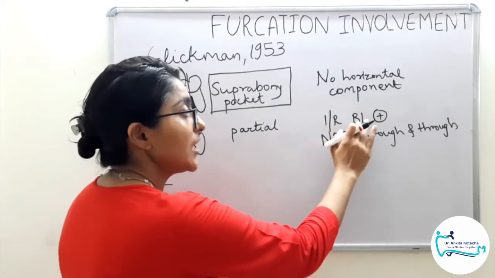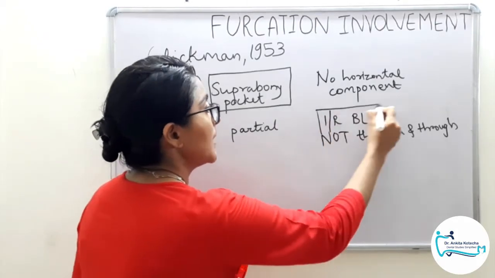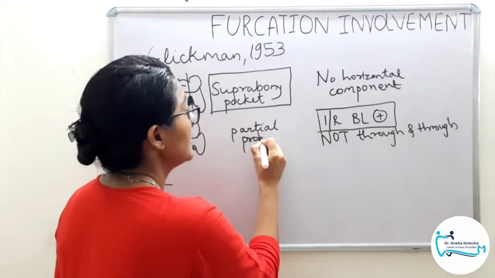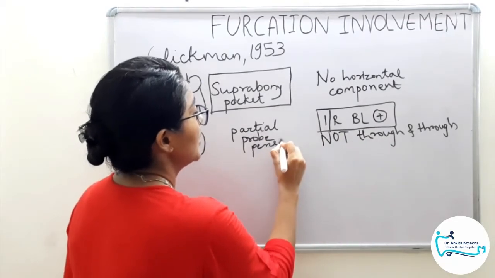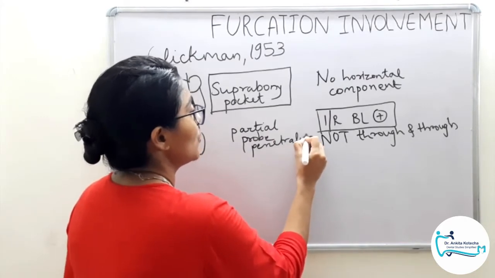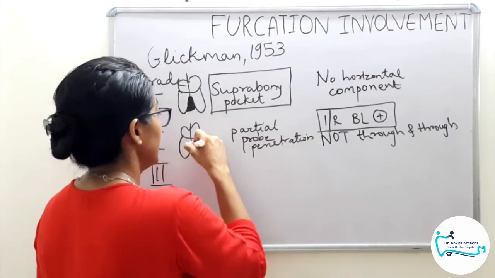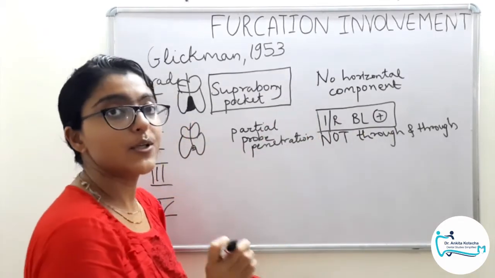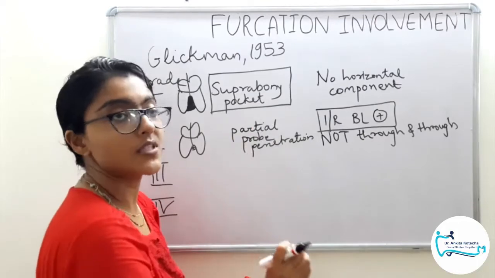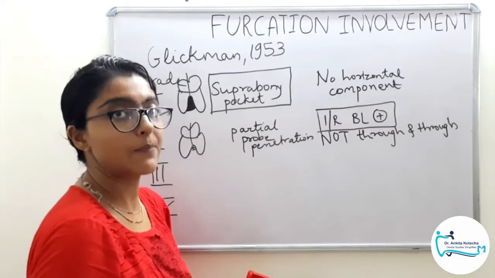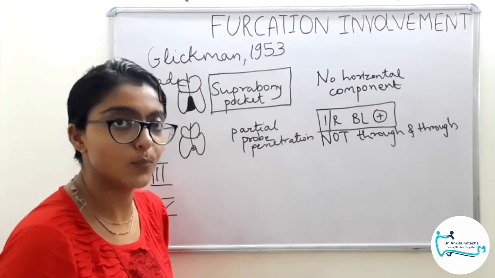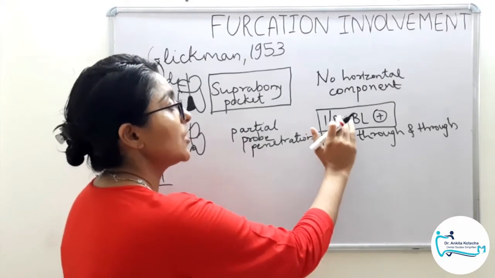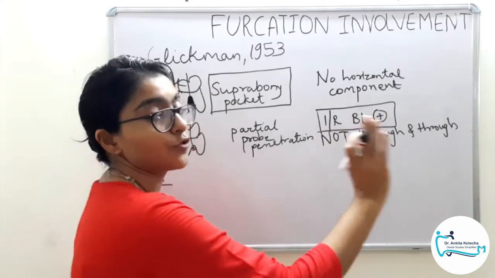That is, interradicular bone loss has begun, but it is not through and through, and hence our probe will be penetrating partially. Partial probe penetration. So the first will be our pocket, followed by a horizontal dimension which has now started to add from grade 2 onwards. In grade 1, the horizontal component was absent because of intact interradicular bone. No interradicular bone loss in grade 1. But in grade 2, interradicular bone loss is present but not through and through.